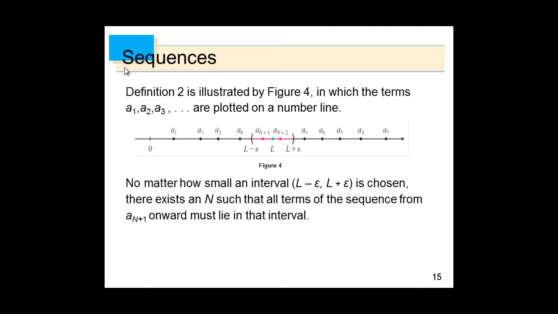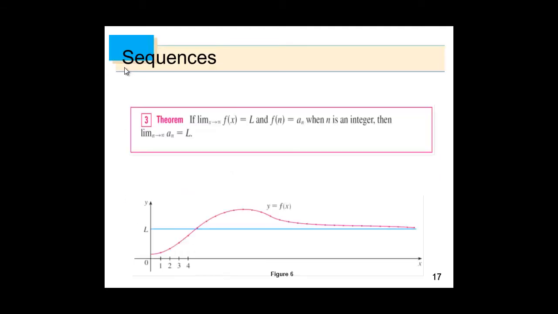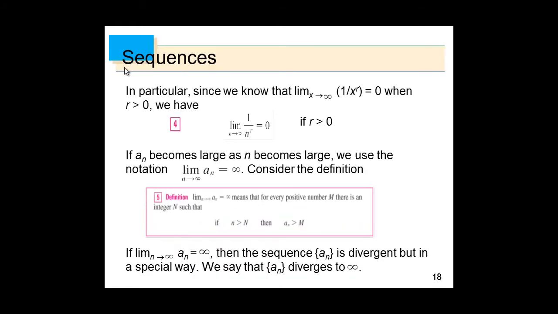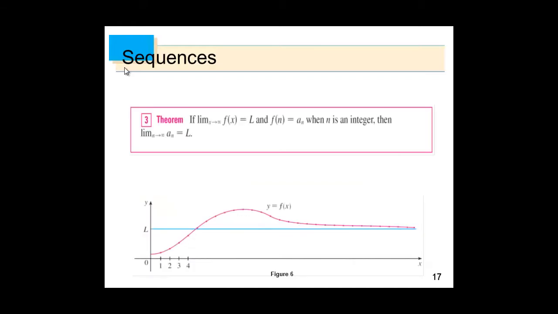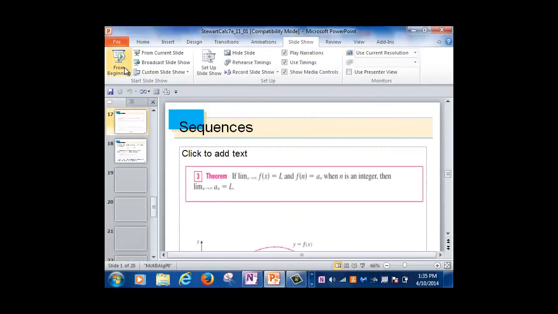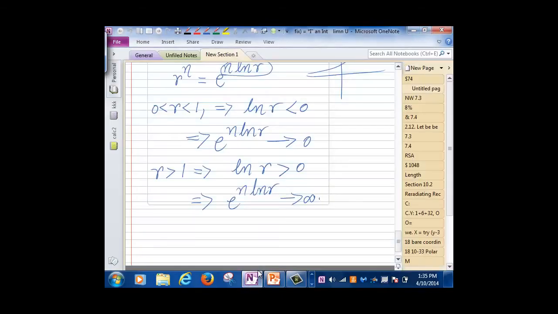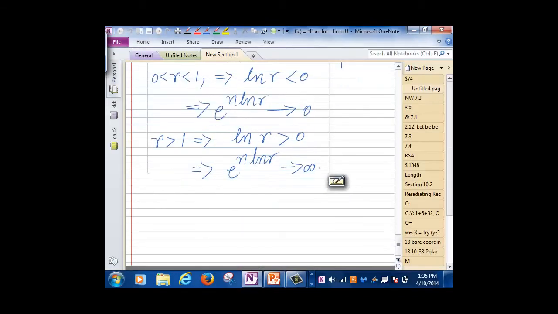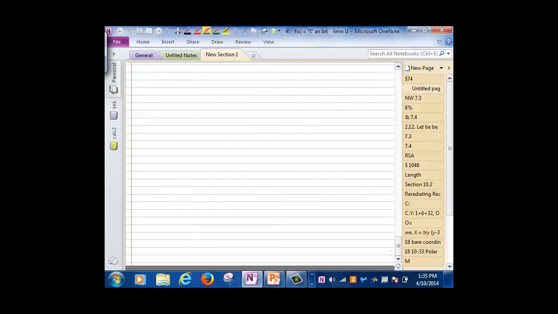So we talked about the limit, and I think this is where we ended last time. Let me again remind you what was in this slide. The last thing we did was the following.